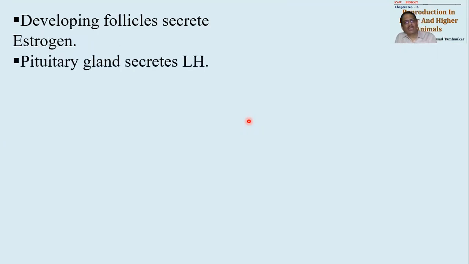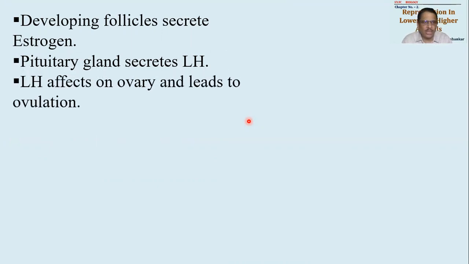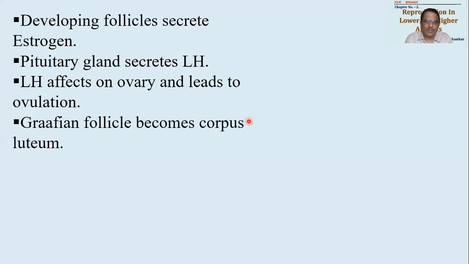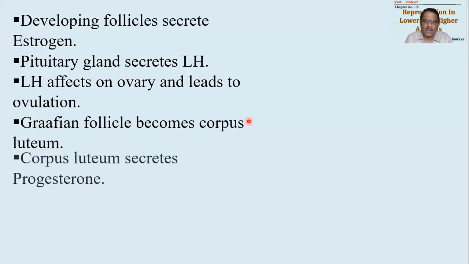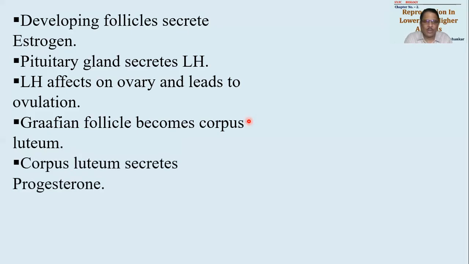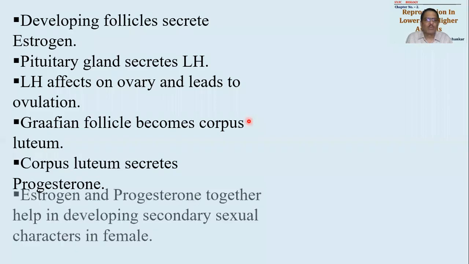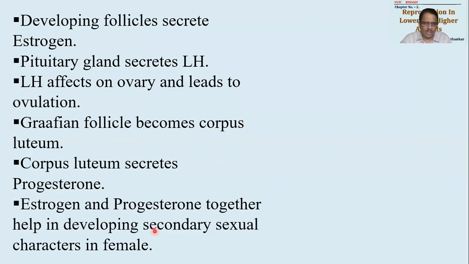So developing follicle secrete estrogen, pituitary gland will now secrete another hormone, LH, luteinizing hormone. LH will affect the ovary and even will lead to ovulation. Graafian follicle will become corpus luteum. This all I have explained to you. Corpus luteum secretes progesterone. Progesterone, together along with estrogen, helps in developing secondary sexual characters in female.